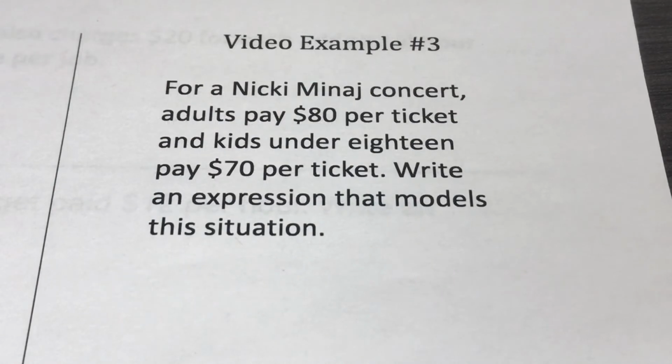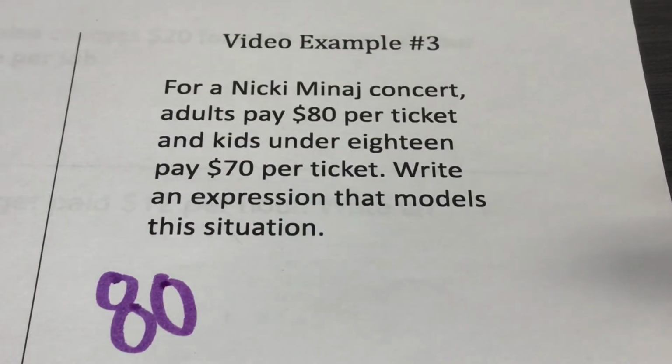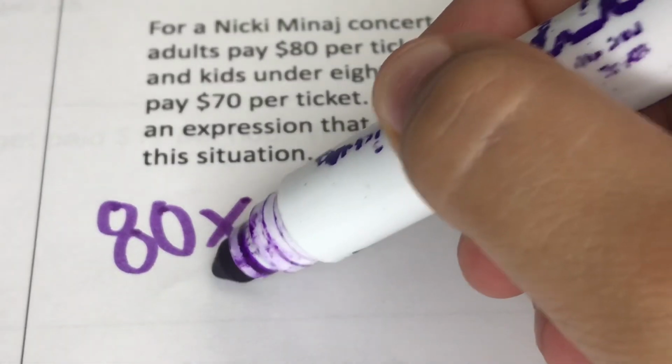For the third example, it reads, for a Nicki Minaj concert, adults pay $80 per ticket and kids under 18 pay $70 per ticket. Write an expression that models this situation. So in this case, we have two unknown variables. The first variable is how many adults show up to her concert. The second variable is how many kids under 18 show up to her concert. So if she charges $80 per adult ticket, that would be 80x, where x represents adult tickets.